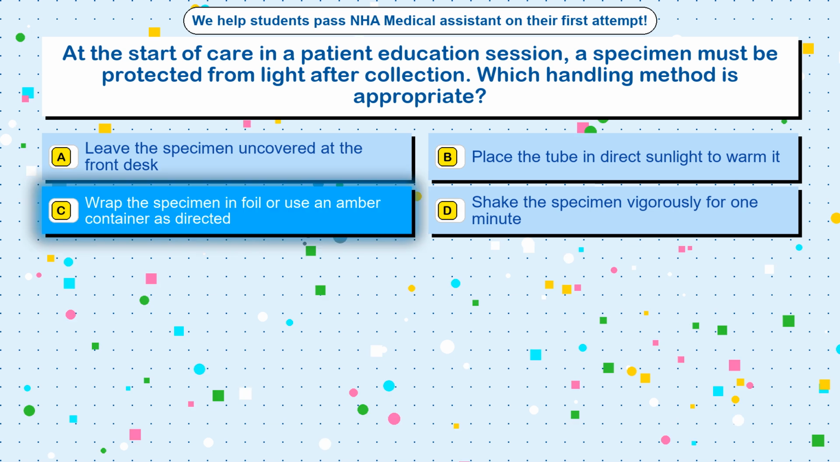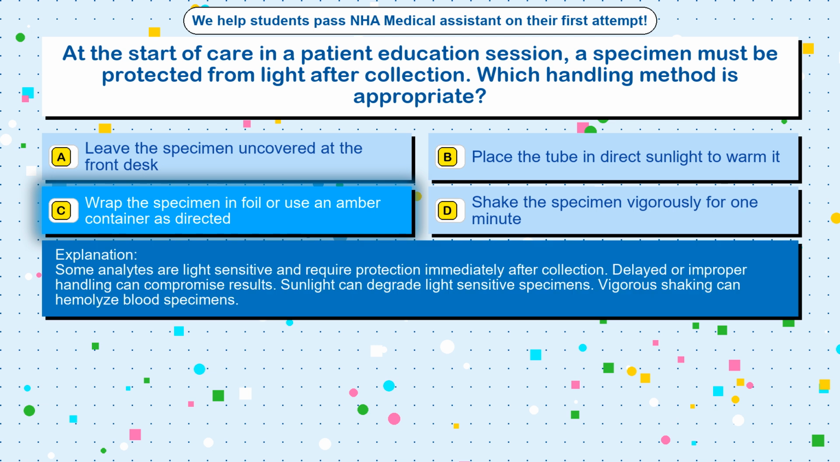The correct answer is option C. Wrap the specimen in foil or use an amber container as directed. Some analytes are light sensitive and require protection immediately after collection. Delayed or improper handling can compromise results. Sunlight can degrade light-sensitive specimens. Vigorous shaking can hemolyze blood specimens.